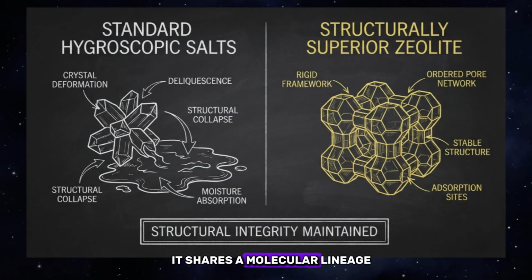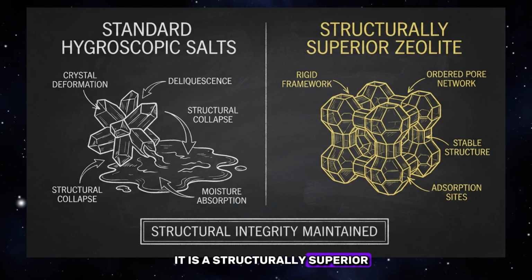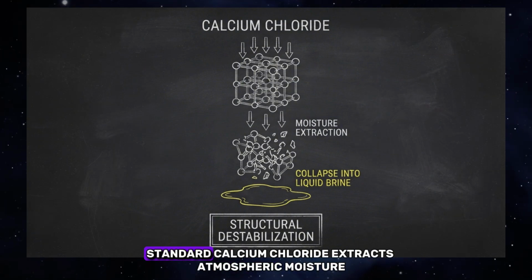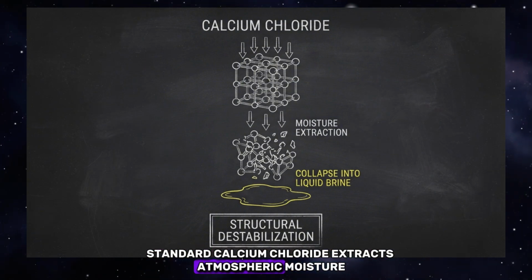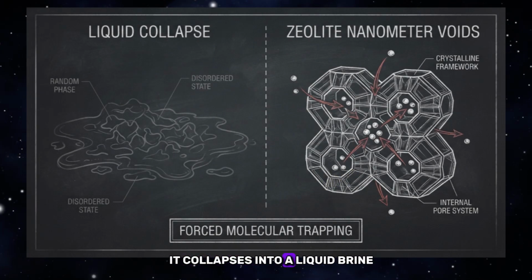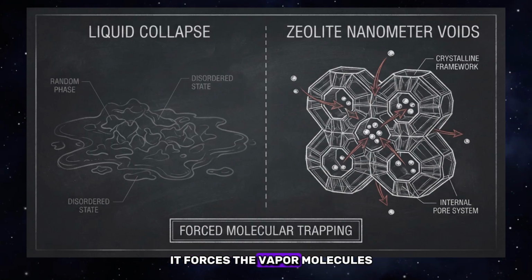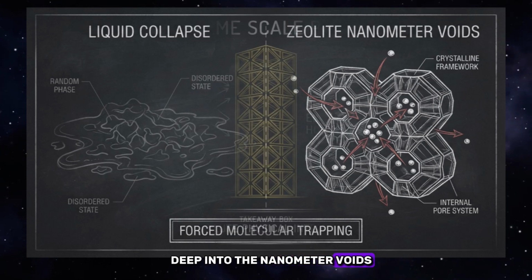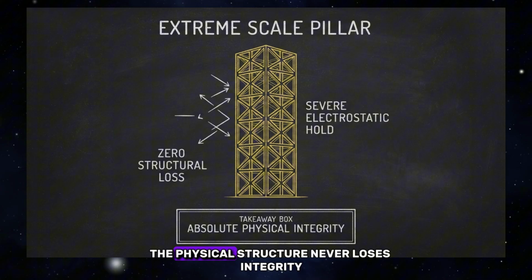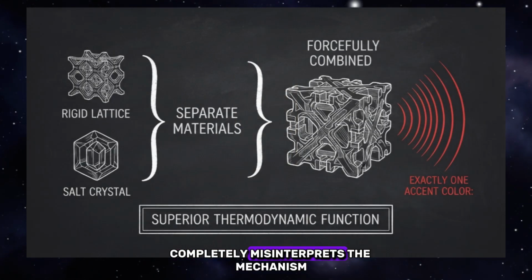It shares a molecular lineage with standard hygroscopic compounds. It is a structurally superior relative to the desiccant salts previously analyzed. Standard calcium chloride extracts atmospheric moisture. The crystalline structure destabilizes. It collapses into a liquid brine. Zeolite operates differently. It forces the vapor molecules deep into the nanometer voids. The rigid electrostatic hold is mathematically severe. The physical structure never loses integrity. The general consensus completely misinterprets the mechanism.